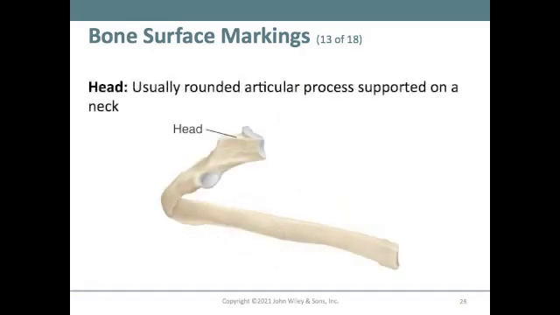So here's an example of a head. This is usually a rounded articular process supported on a neck. And I believe what we're looking at right here is a rib. So this is going to have a head. And I know we're talking about axial tonight, but I'm sure that we could call the ends of the long bone a type of head as well.